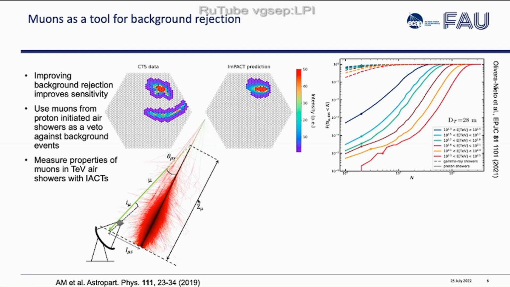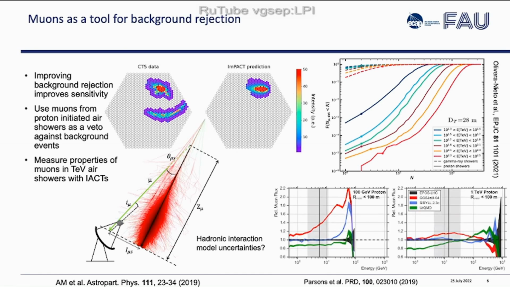An additional bonus of this is that we can measure the properties of muons in TeV air showers with IACTs. And why might we want to do that? It's because these hadronic interaction model uncertainties propagate through into the TeV range, where we also see variation in the muon flux between, say, 100 TeV protons and 1 TeV protons, and we see this variation between hadronic interaction models, also in other properties. So this aspect is also of interest for people working with IACTs.